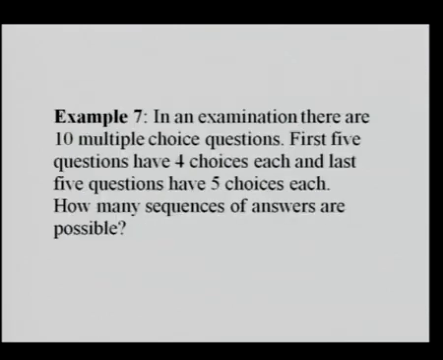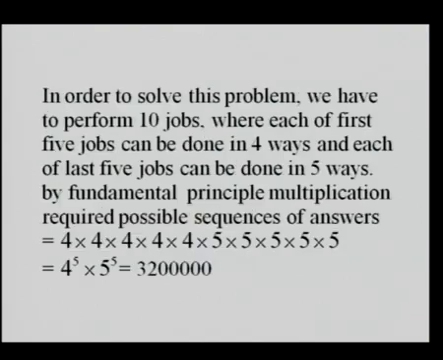Let us take an interesting example. In an examination, there are 10 multiple choice questions. The first 5 questions have 4 choices and the last 5 questions have 5 choices each. How many sequences of answers are possible? For the first question, suppose there are 4 options A, B, C, D. The student can opt for option A or B or C or D. So the first question can be attempted in 4 ways.